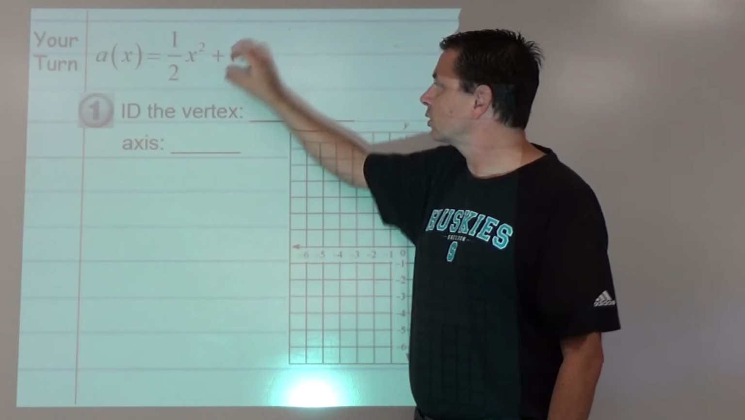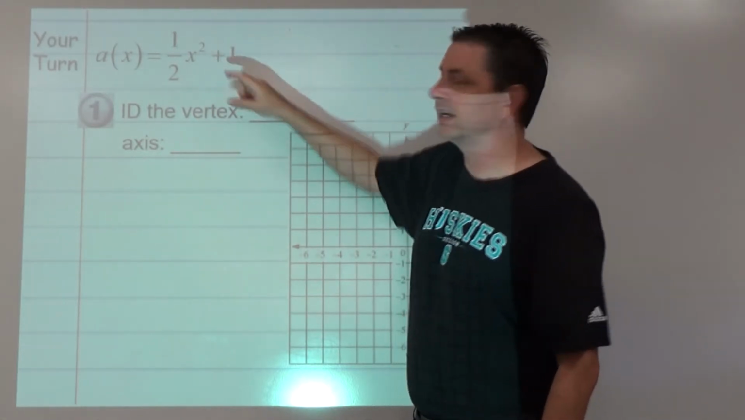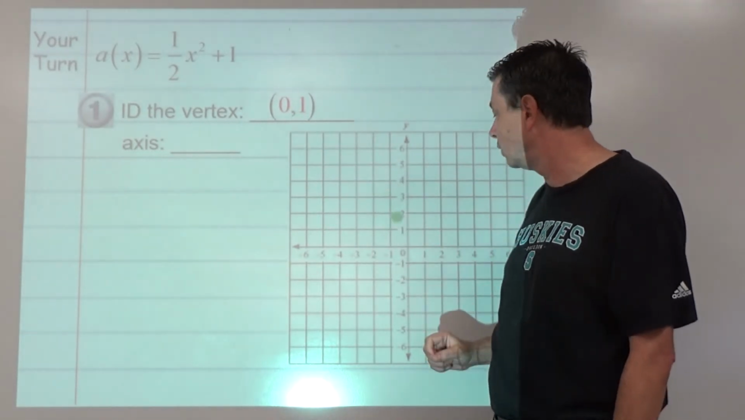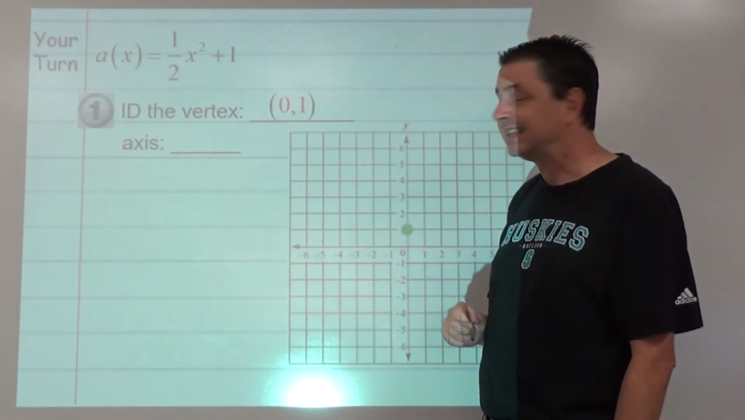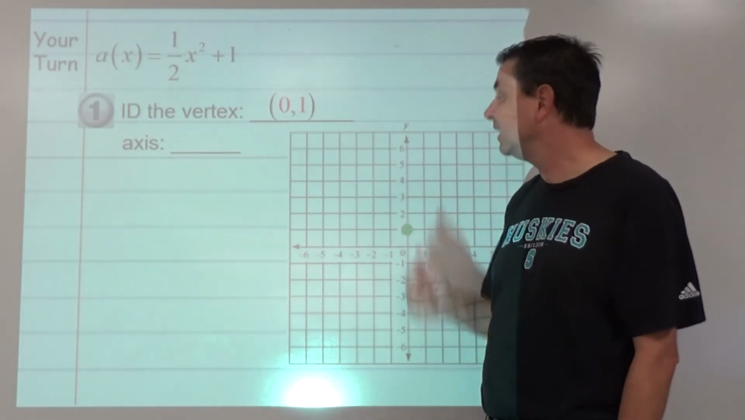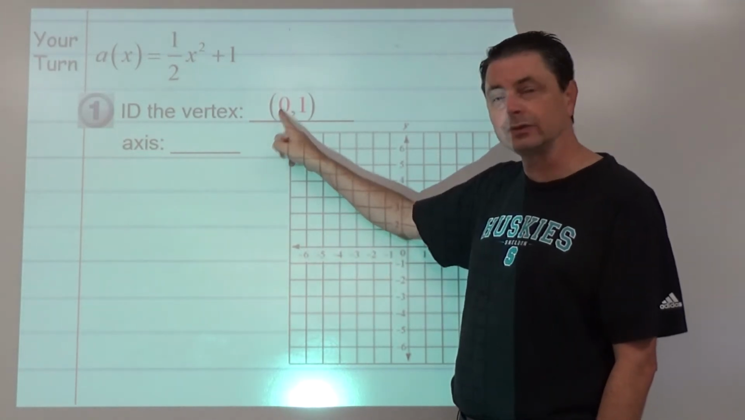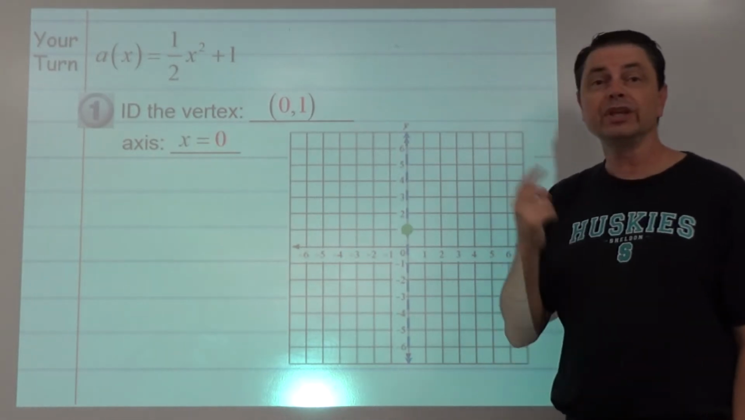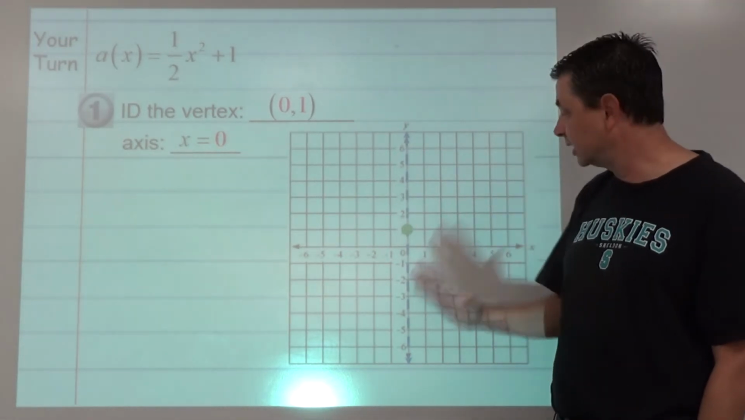X-coordinate is 0. What's after the squaring? What you see is what you get, a positive 1. 0, 1. That means the axis of symmetry, x equals 0. Draw that. We can do pattern of the odds to get the other points.